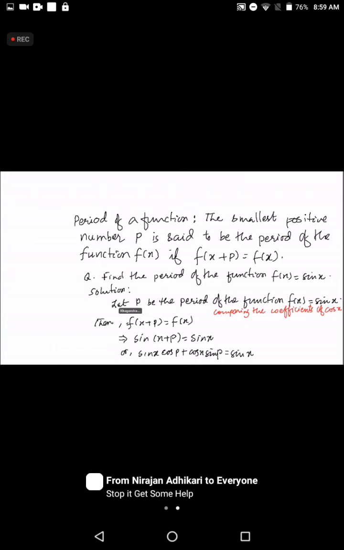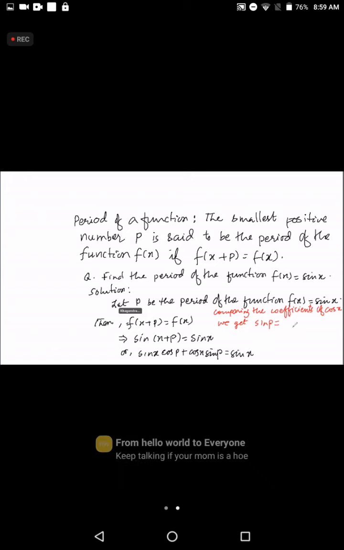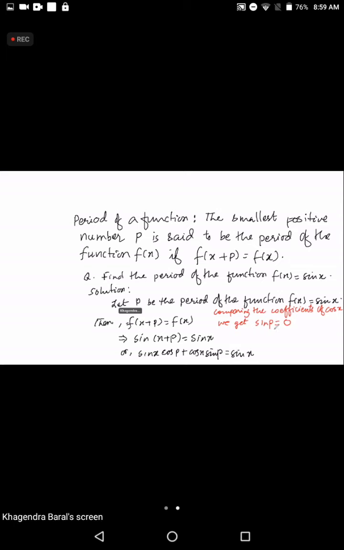cos x coefficient left side मा sin p छ, cos x coefficient right side मा cos x नै छैन, cos x coefficient 0 छ, sin p is equal to 0. But p is a positive number, p smallest positive number of, this way sin को value 0 कति डिग्री मा आउँछ भनेर खोज्नु पर्यो. ओके, sin को value तिमीले खोज्दै जानु पर्यो.